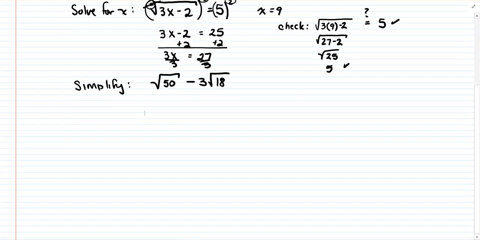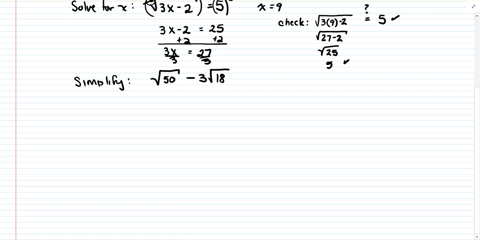For this one, we're simplifying. In other words, they want me to subtract the 2 radicals. In order for you to subtract or add radicals, the radicand part has to be identical. So if they're not, you'll want to see if you can simplify it. So for example, this 50 can break down into 25 times 2. Now the reason I picked 25 is because it's a perfect square.